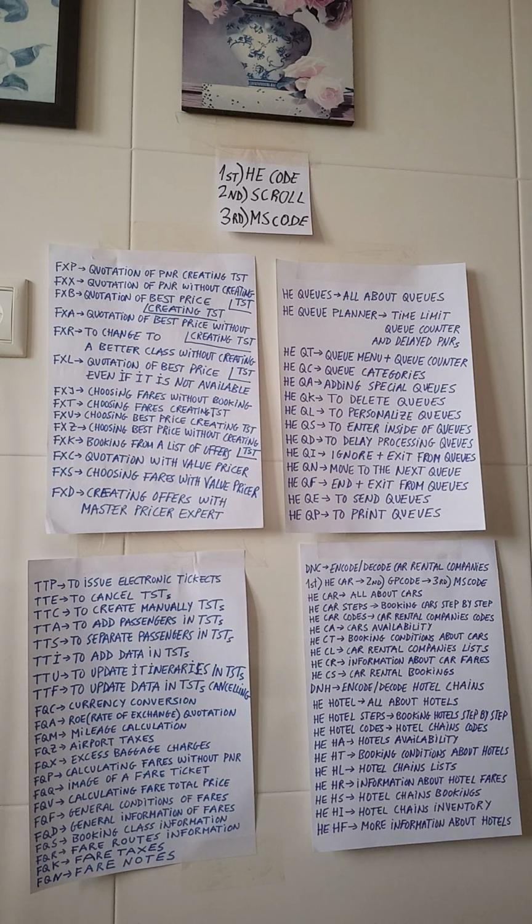HEHL has information about the lists of hotel chains and hotels that exist on Amadeus. HEHR has information on everything related to hotel and hotel chain rates. HEHS has information on everything related to ways to book hotels. HEHI has information on hotel and hotel chain inventories. HEHF, the last one, has more additional information about hotels and hotel chains.